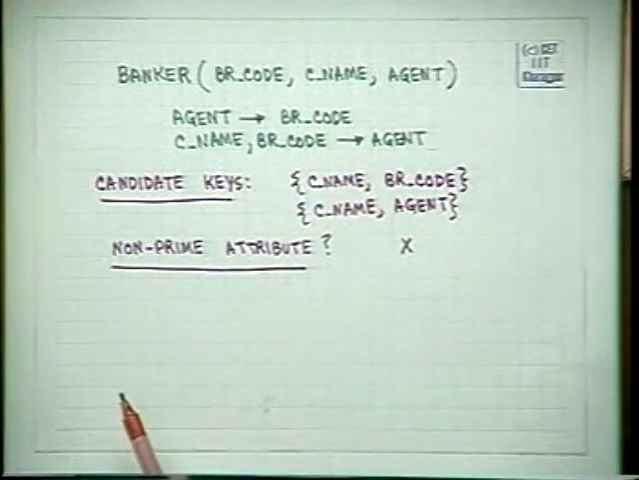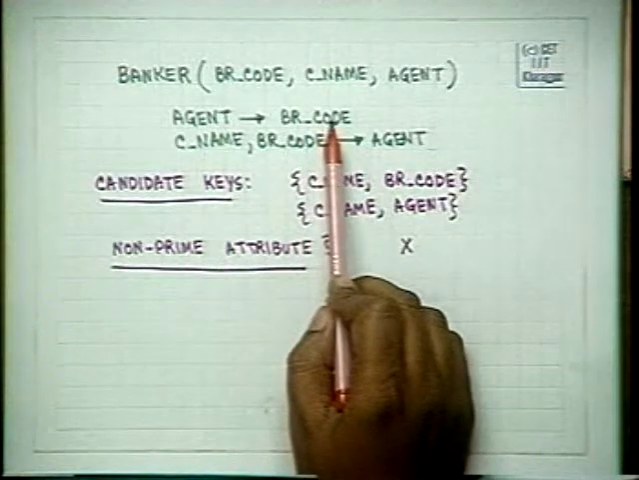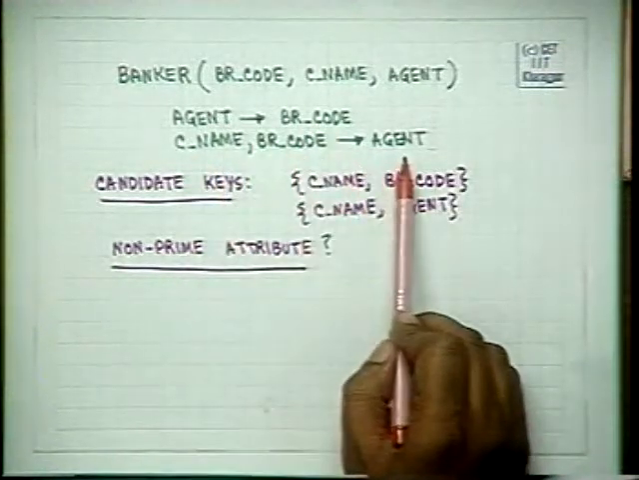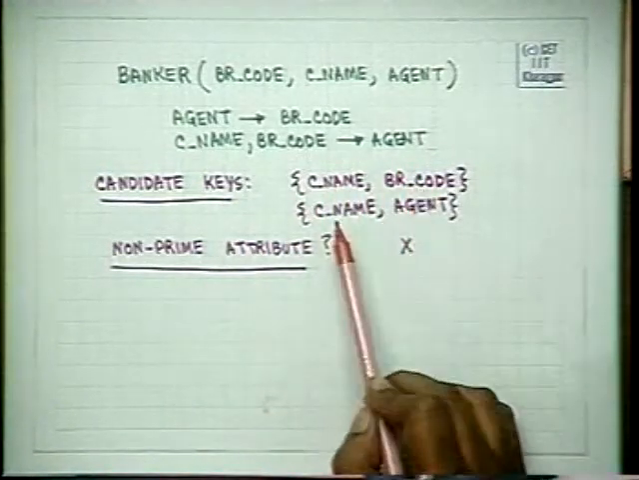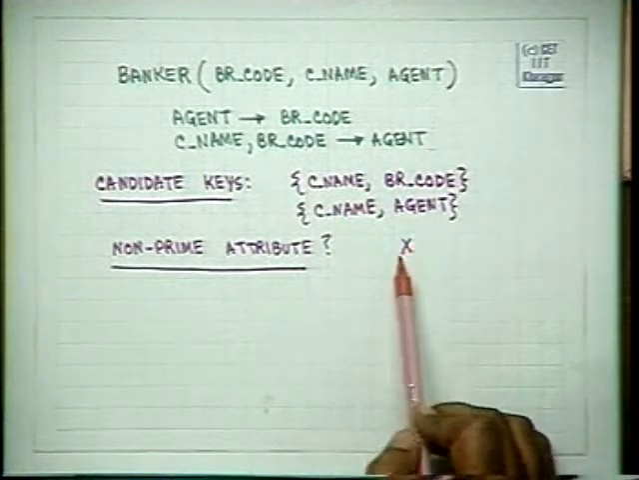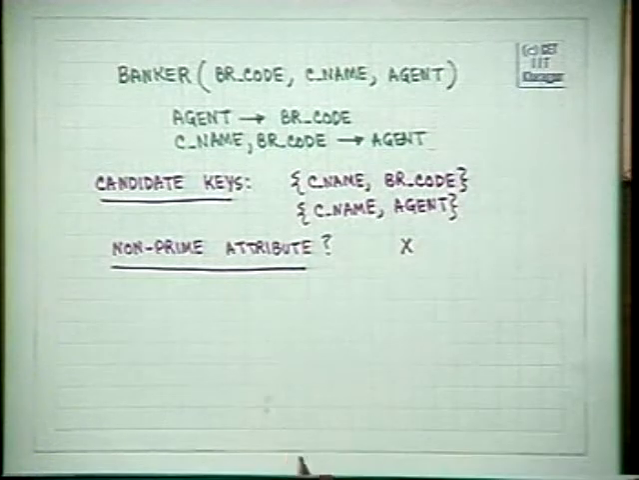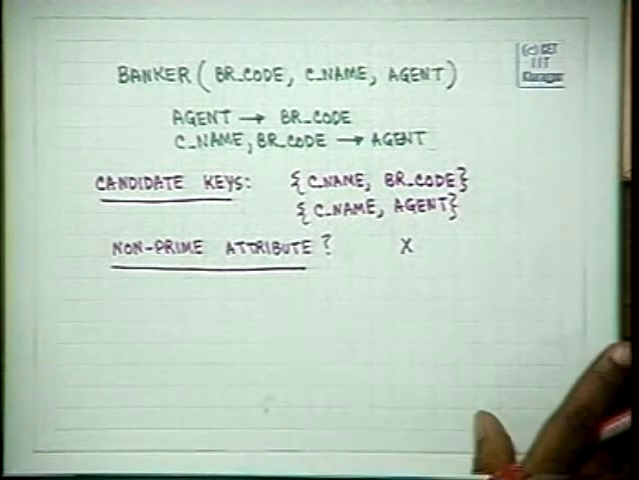And we saw another example, the banker example with branch code, customer name and agent, where agent gives branch code, and customer name and branch code give agent. There are two candidate keys, customer name and branch code, and customer name and agent, and there is no non-prime attribute. Therefore, by default it is in 2NF, but there is still redundancy. So redundancy may be there even if a relation is in second normal form. So in order to refine it further, we study what is the third normal form.